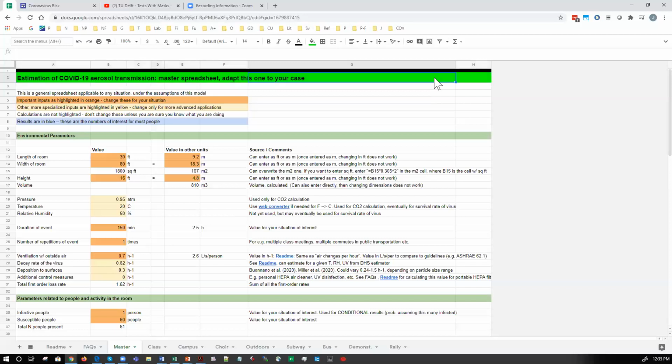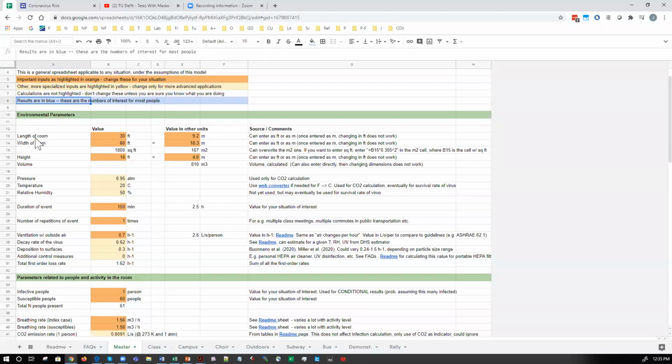And again, what I'm going to try to do is update all these other ones, the classroom and the choir and whatever, using the spreadsheet because I think it's clearer, but I just need to improve a couple of things. Okay? So this is color coded. Each section is in green. The important inputs that you really need to specify for your case are in orange. The other, more specialized inputs, which are variable or uncertain but most people will want to leave alone, are the ones in yellow, and the results are going to be in blue.